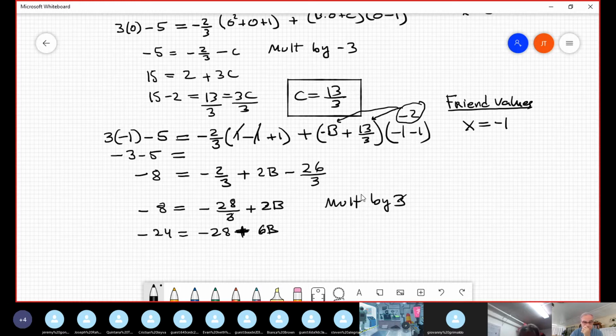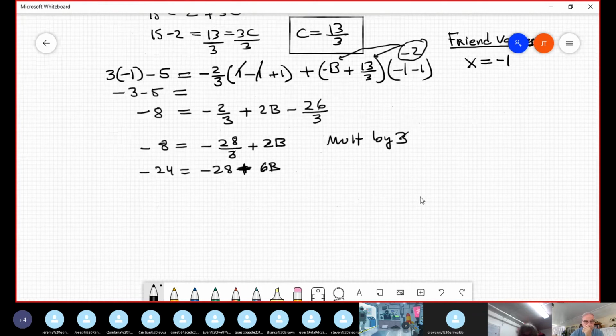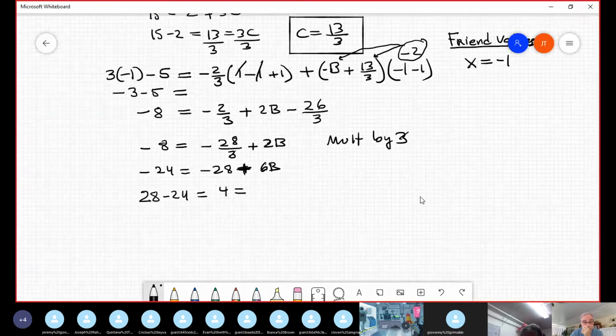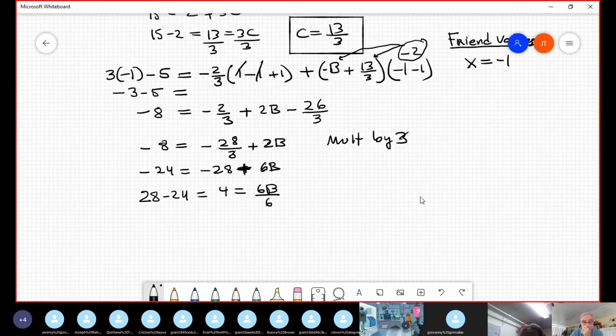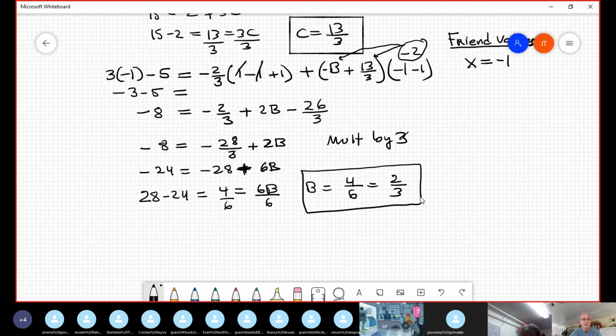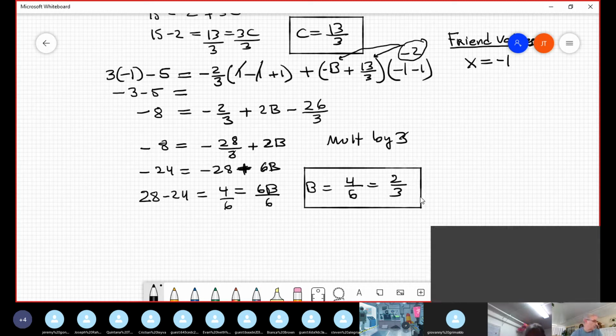Final answer then, I move 28 to the left. We have 28 minus 24, okay, 4, equal 6b, no? Divide by 6 both sides, b is equal to 4 over 6, in lowest terms is 2/3. Okay? Is the final answer?